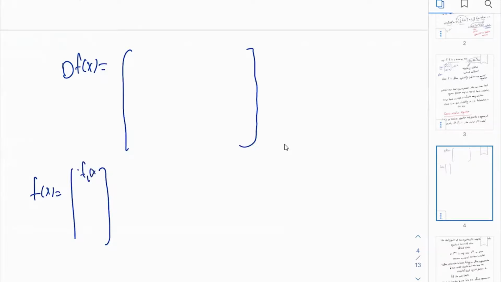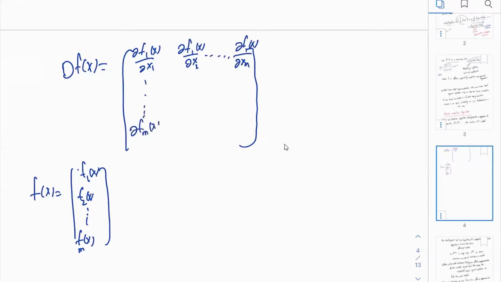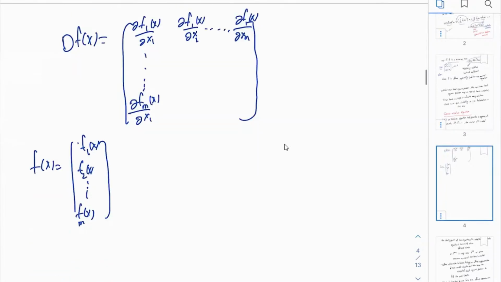So this f of x is vector valued now. It's not a scalar value. The gradient of f of x was for a scalar value. So it's going to become the partial of f1 of x with respect to x1, the partial of f1 with respect to x2, all the way to the partial of f1 with respect to xn, right? Here we have the partial of fm with respect to x1, and all the way to the partial of fm with respect to xn. You see, it's m by n. m rows correspond to each equation and n columns.